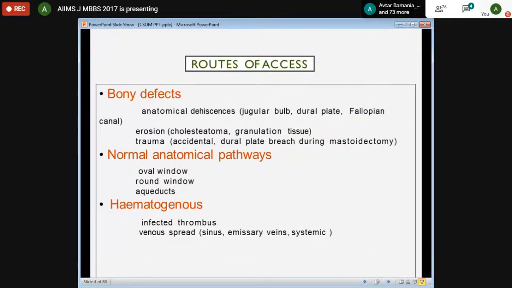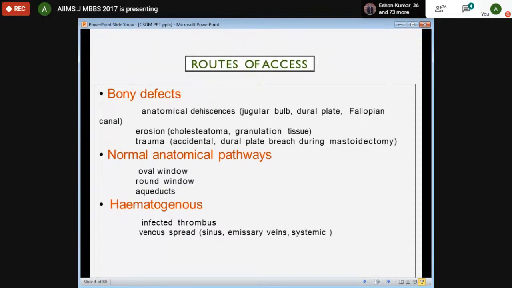So what are the routes? How does the infection travel through the temporal bone and reach the other parts? Not all CSOM infections lead to complications. So what are the predisposing factors, which may act over a prolonged period of time, or sometimes in an acute condition? Broadly, in acute conditions like ASOM, you can see complications in ASOM also, and moreover in CSOM there are also complications. So how does this happen?